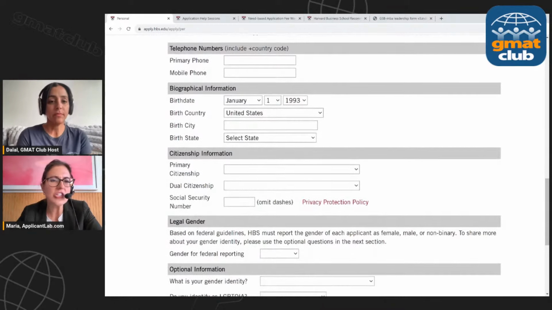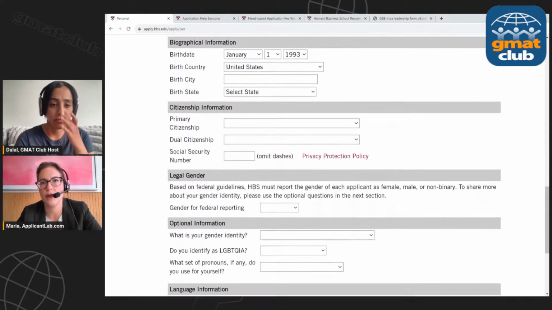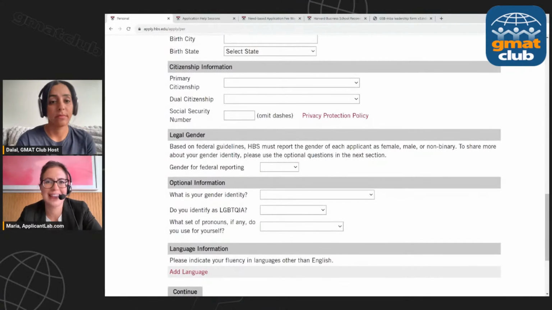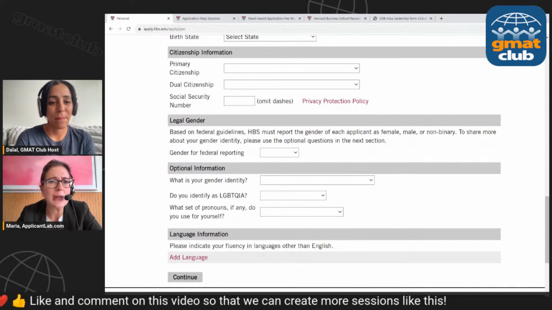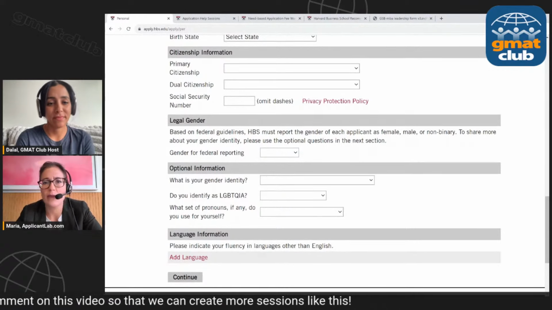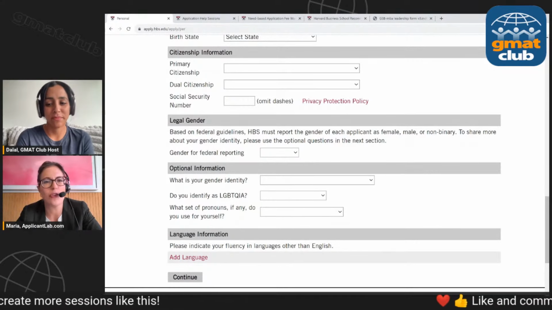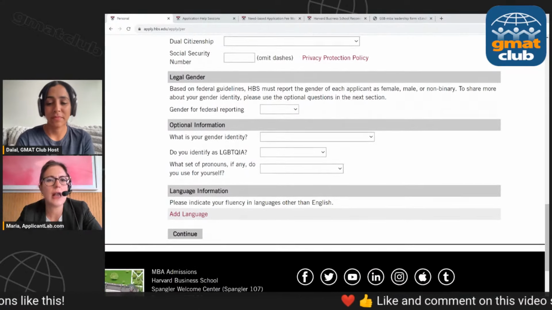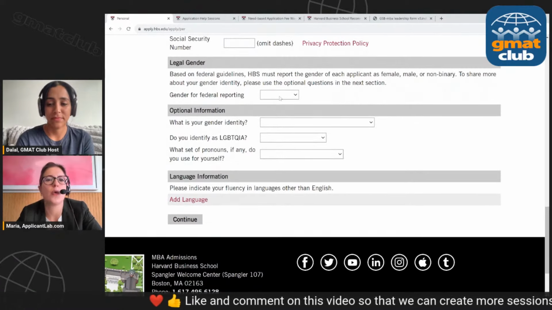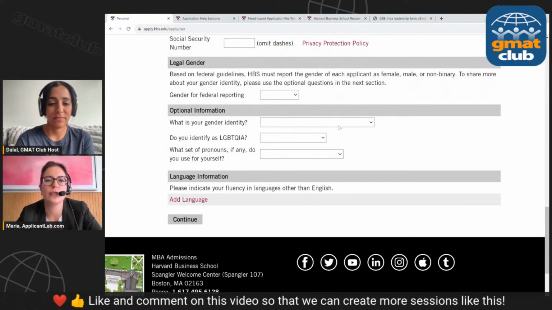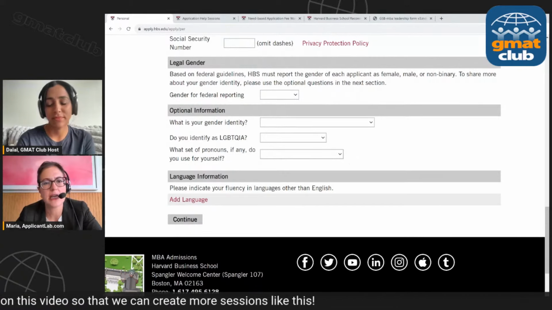Okay, so I'm just going to scroll down here. Let me see if anything here. I mean, telephone numbers, biographical information. If you're applying to Harvard Business School, or to any MBA program at all, you should be able to fill this out. Citizenship information: if you've got more than one citizenship, nationality, or passport, go ahead and put that there. You could enter your gender identity or also your LGBTQ status, however you identify in that case.